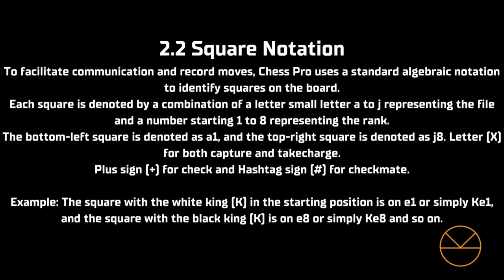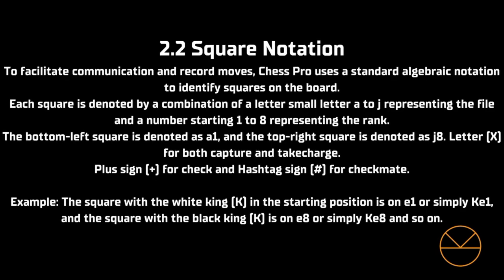2.2 Square Notation. To facilitate communication and record moves, Chess Pro uses a standard algebraic notation to identify squares on the board. Each square is denoted by a combination of a small letter A to J representing the file and a number 1 to 8 representing the rank. The bottom left square is denoted as A1, and the top right square is denoted as J8.